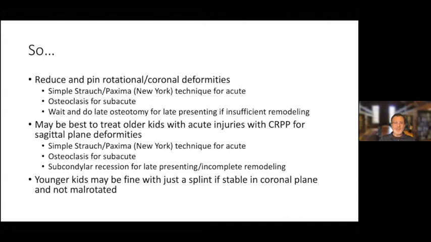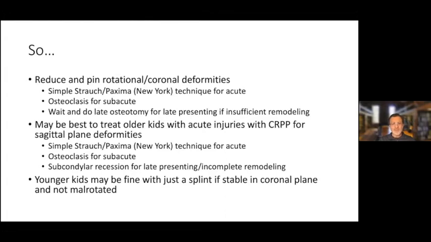So where does that leave us, right? So we know that they remodel a lot. We know that they don't remodel rotational deformities. We know that they don't remodel coronal deformities. We know that they remodel sagittal deformities quite well, but even when they remodel, they still have a spike in the subcondylar recess, which means it blocks flexion.